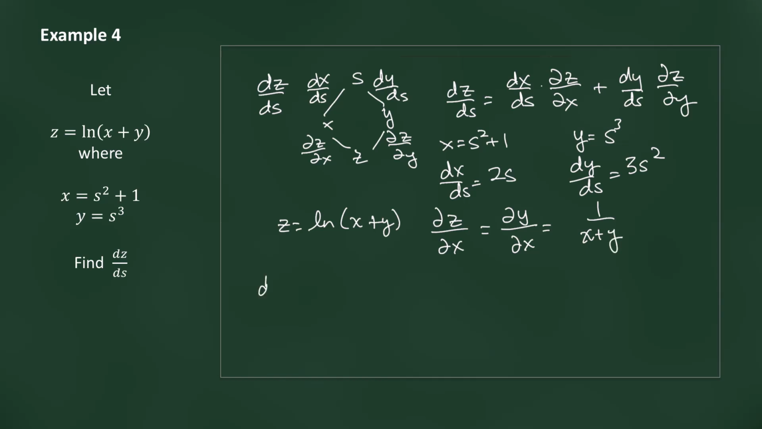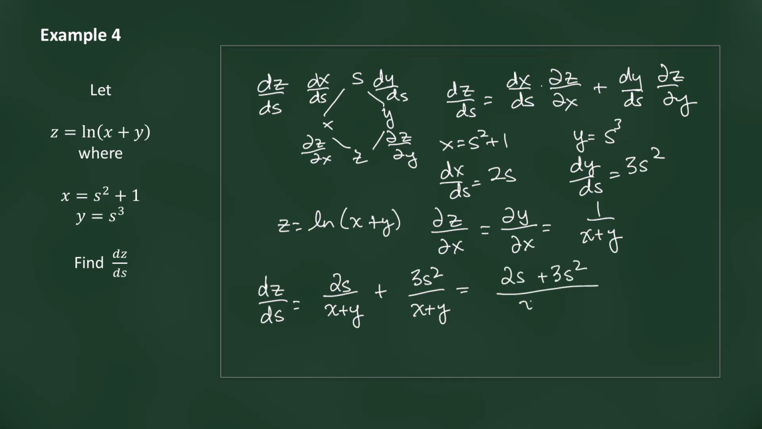So we can see then, putting all the pieces together, that dz/ds, we're going to do dx/ds, which is 2s, over x plus y. And then dy/ds, which is 3s squared over x plus y, because when we multiply the terms, we can just put the denominator. Notice we have the same denominator here. So we have 2s plus 3s squared all over x plus y.